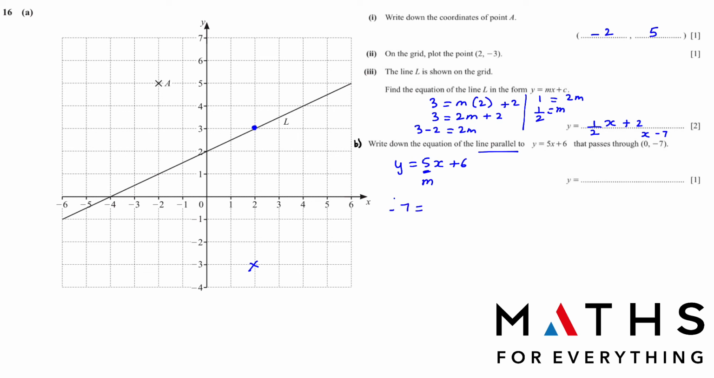So we use the equation y equals mx plus c. M is 5 and x is 0, plus c. I wrote here -7, but that's y. So -7 is equal to 5 multiplied by 0 is 0, plus c. So y equals 5x minus 7.